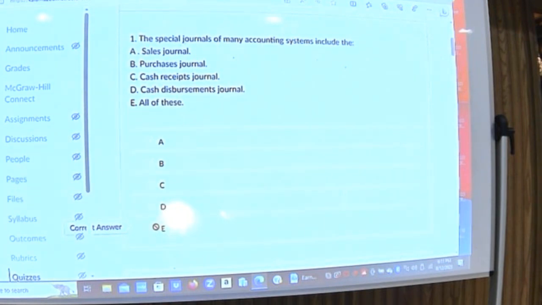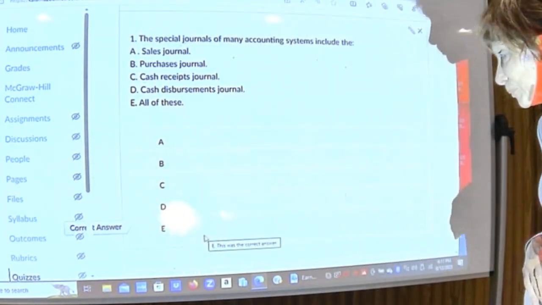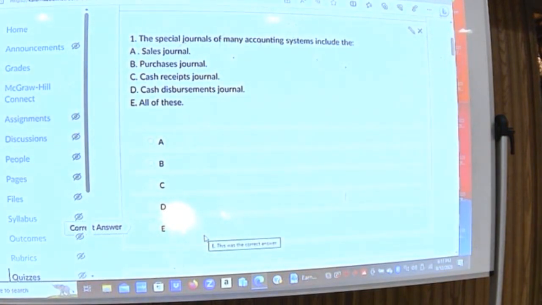If I can mark that for you. Nope, it's not marking for me. So you have to sort of make a note of that. E is your response. There's your correct answer. And you can just see at the very edge of your screen, correct answer right there. So that should help you out a little bit. Second question.